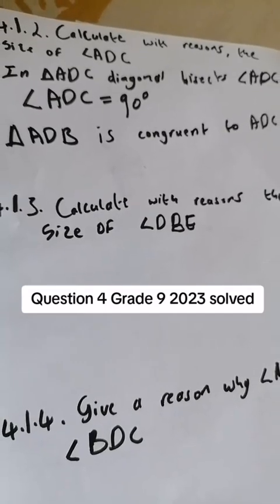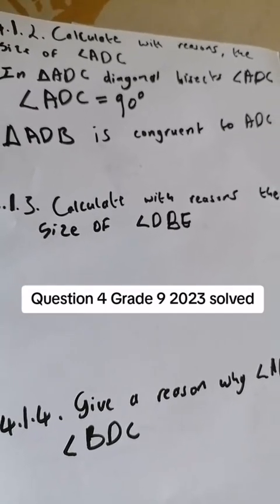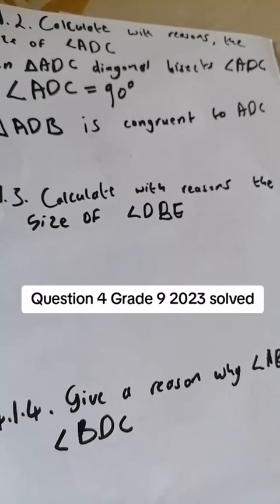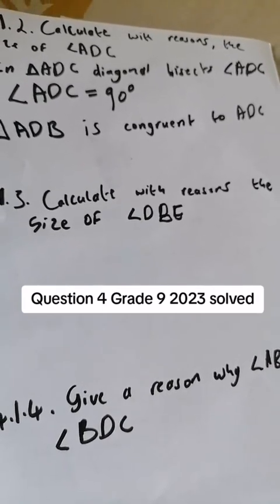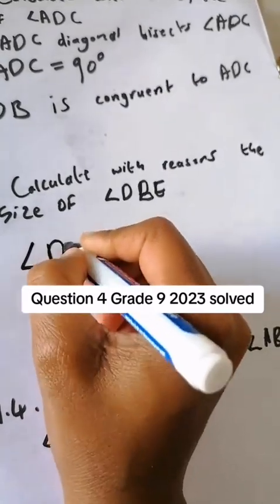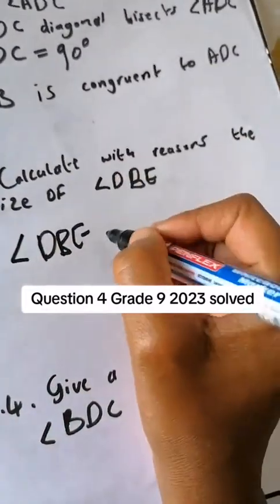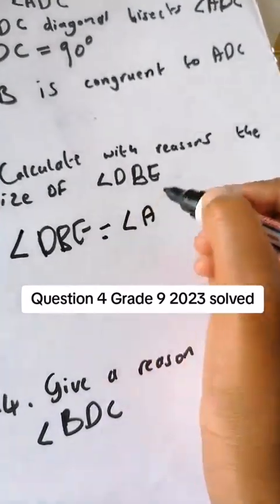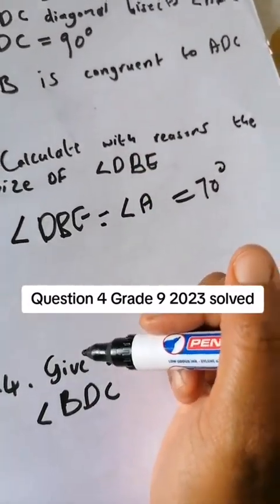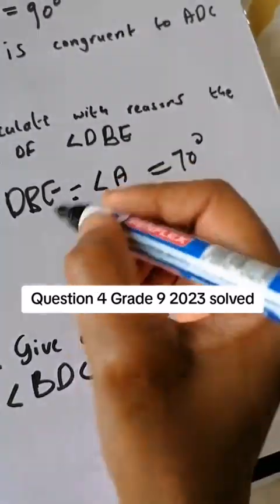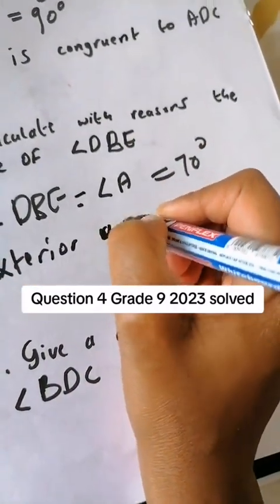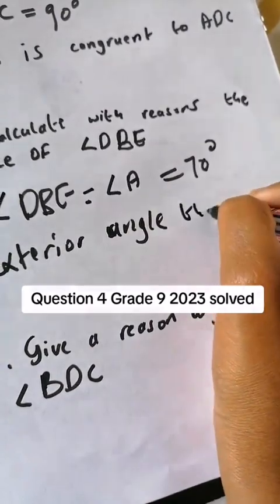Okay, so now we're going to say that we know that A is 70 degrees and triangle ABD is 90 degrees. So your answer here, you can say that angle DBE is equal to angle A, which is equal to 70 degrees. Your reason will be exterior angle theorem.